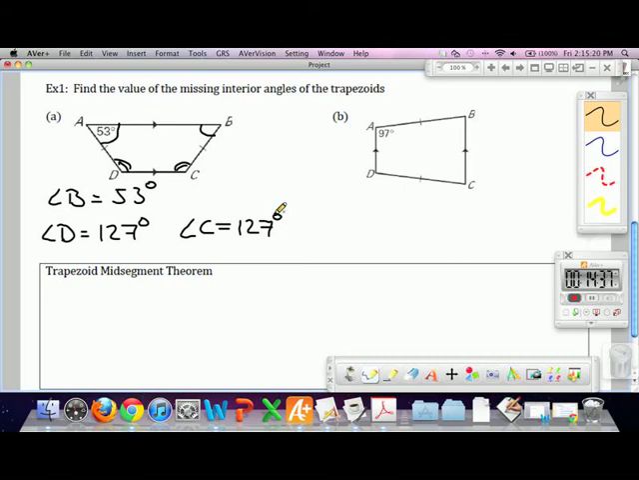Okay. You can do the second one on your own if you'd like. It's pretty much the same thing. Find angles B, C, and D. Which other angle should be 97? D. So then each of these are what, 83?